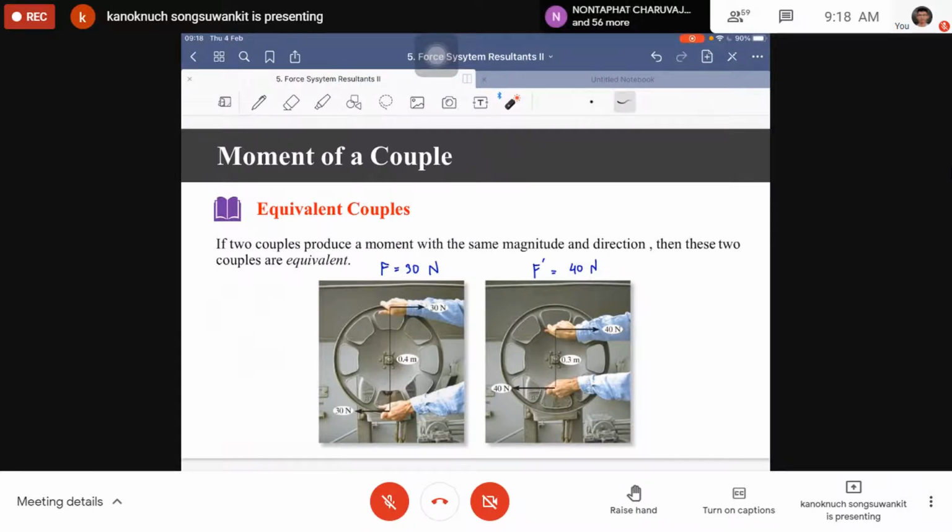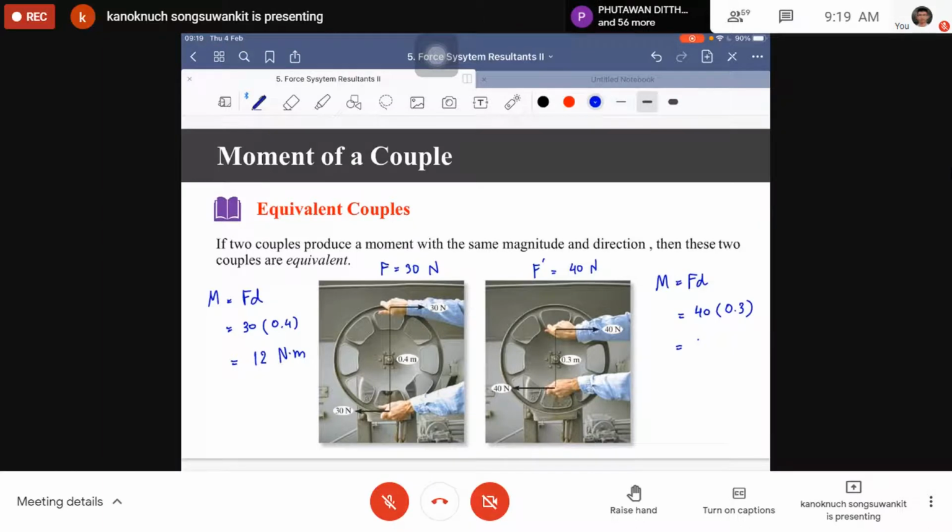In the first figure, the couple moment equals Fd, which is 30 times the distance 0.4. So we have 12 Newton meters of moment. While in the second figure, M equals Fd. The F changed to 40 Newtons and the distance becomes 0.3. This system also produces a couple moment equal to 12 Newton meters.